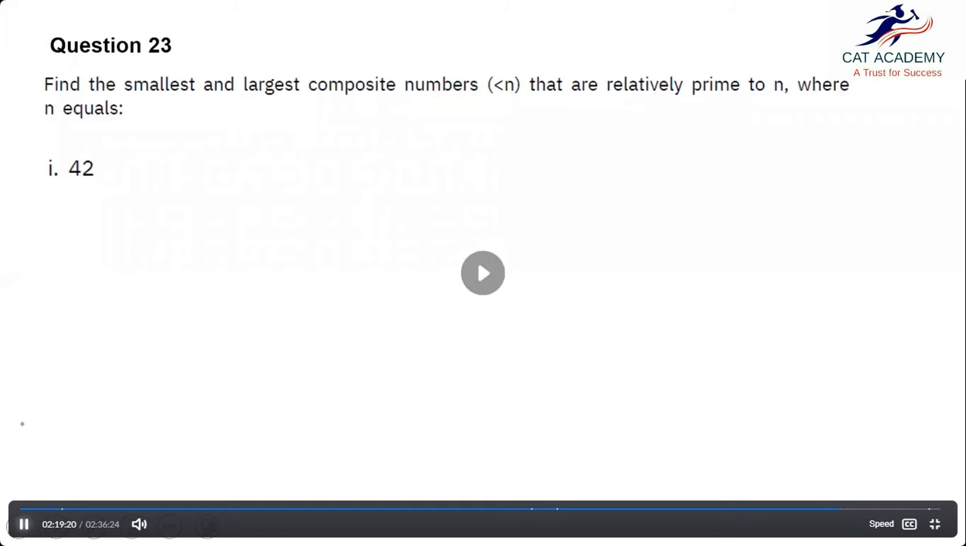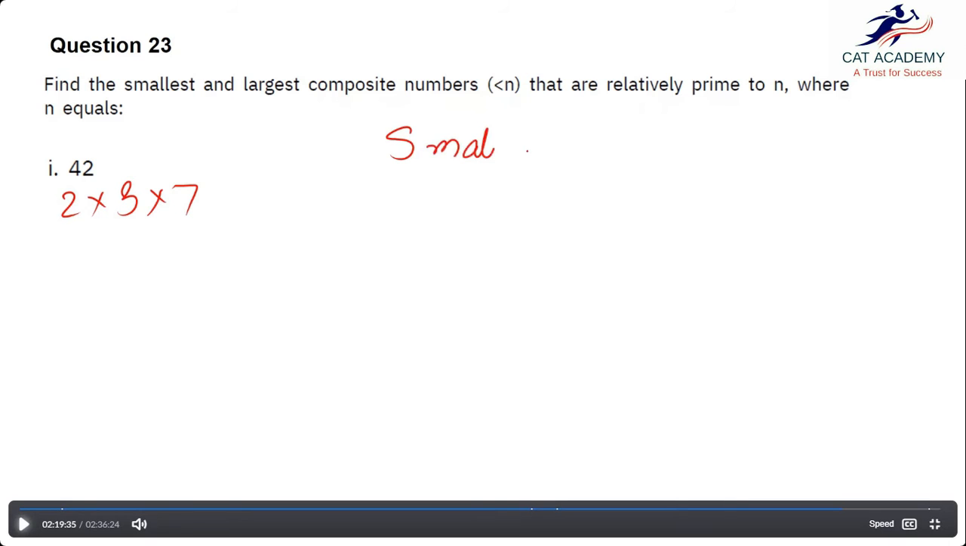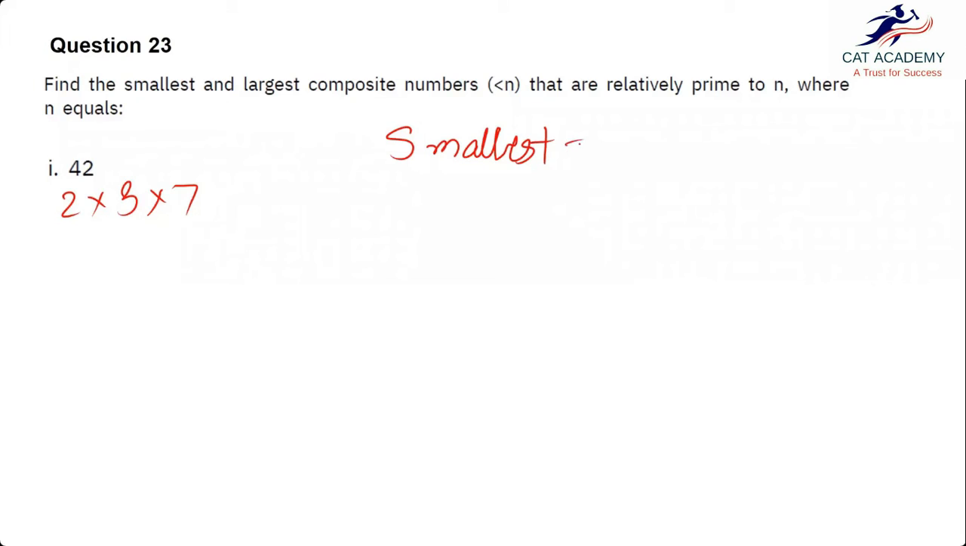42, what are the factors? 42 is equal to 2 into 3 into 7, correct? So when I'm looking for the smallest possible relatively prime number, which is also composite, I cannot have a factor 2 or 3 or 7. So what is the least factor that I can have over there?